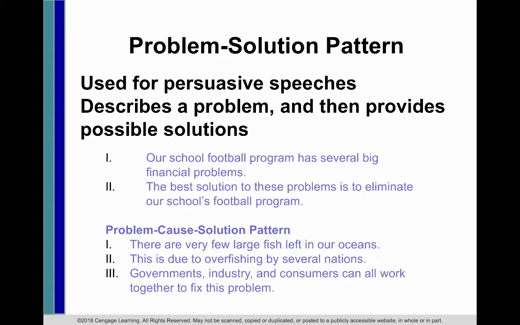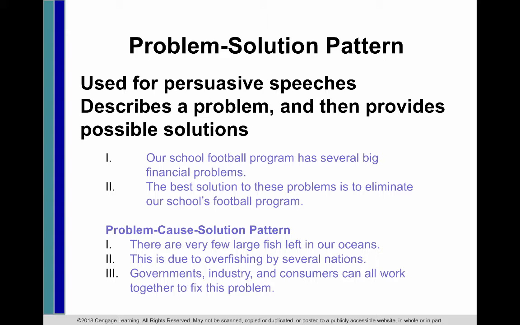A pattern that is almost always used for persuasive speeches is the problem-solution pattern. The first main point describes a particular problem. Then the second main point outlines a potential solution or course of action that could be taken to address that problem. In this example, the first main point talks about the financial problems caused by a school's football program, and the second point attempts to show that the best solution is to eliminate the football program.